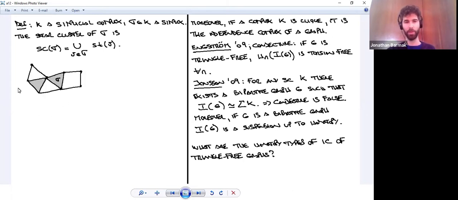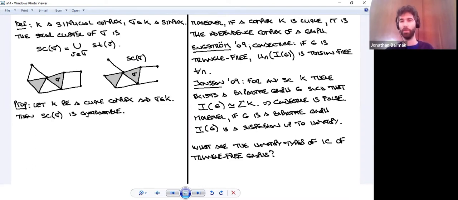Let me go to an example. This is a two-dimensional simplicial complex. Sigma here is a two-dimensional simplex. So the star cluster is the union of these three stars. In this case, it is almost all the complex; just this one simplex is not there and this one simplex. So this is the star cluster of the simplex sigma. In this case, we can see that there is a non-trivial H1, there is a hole here. But if the complex is clique, this cannot happen. All star clusters will be contractible.